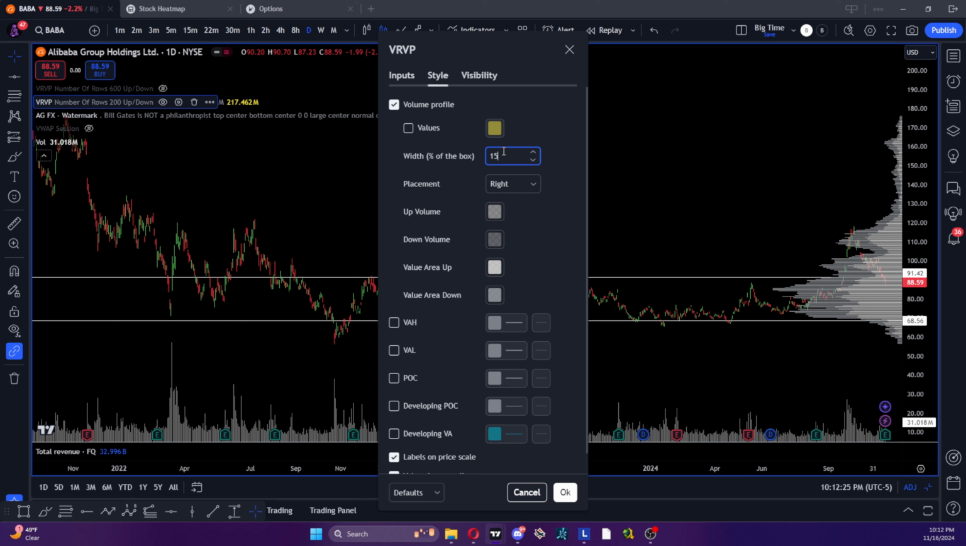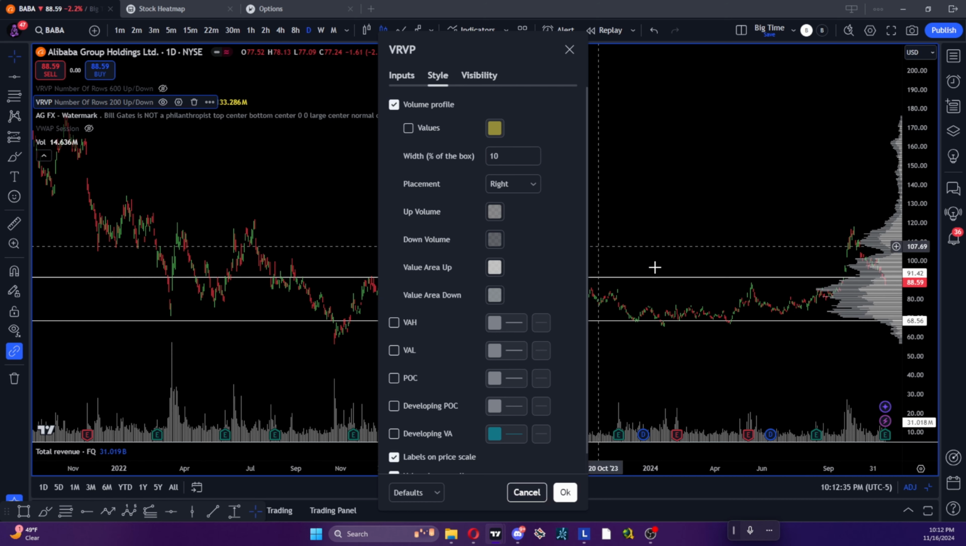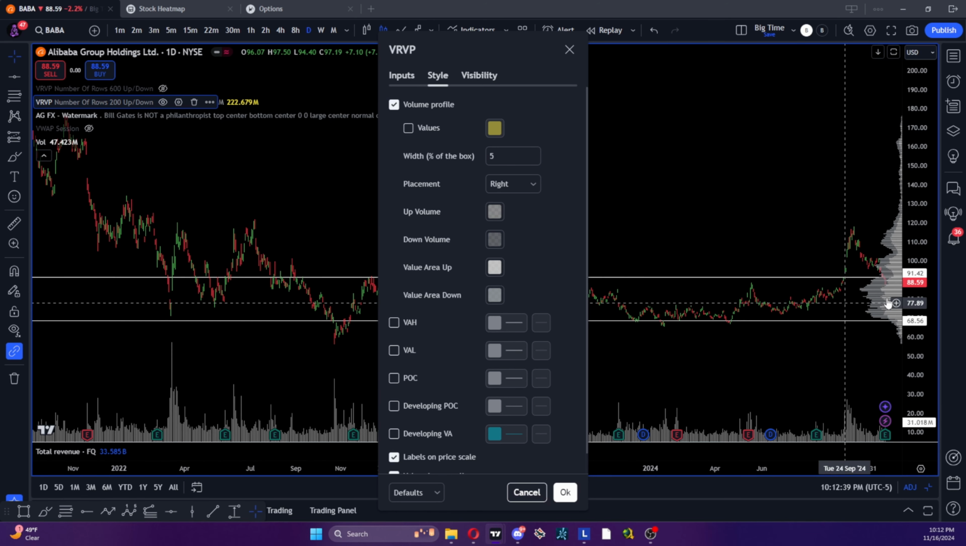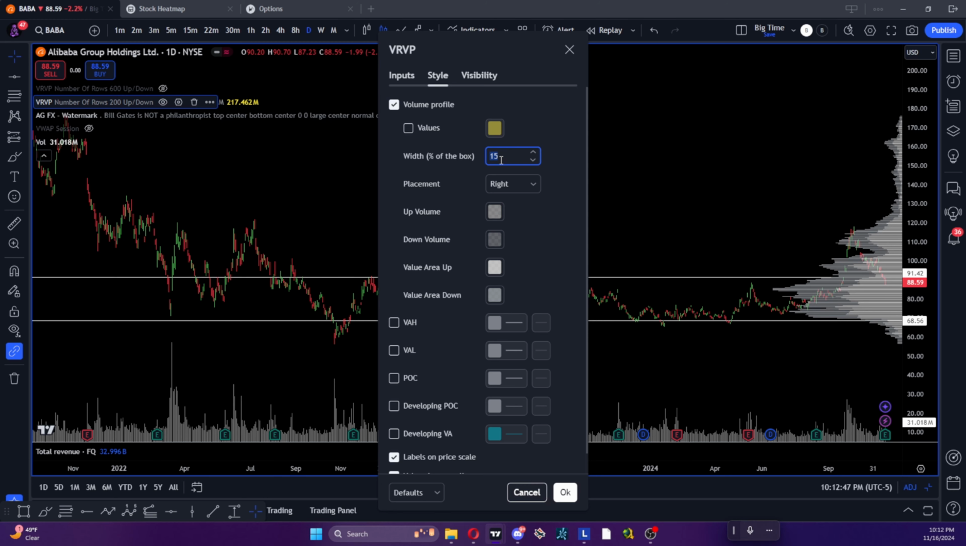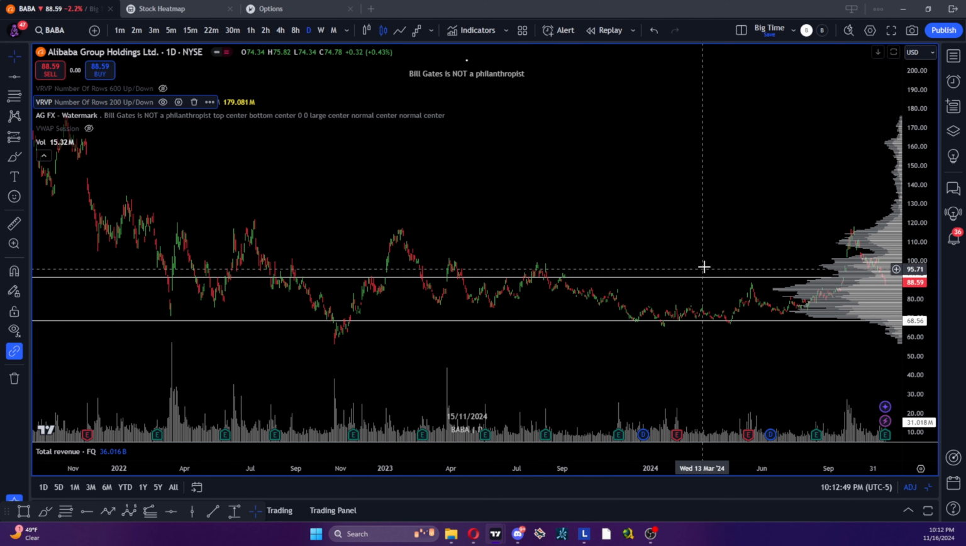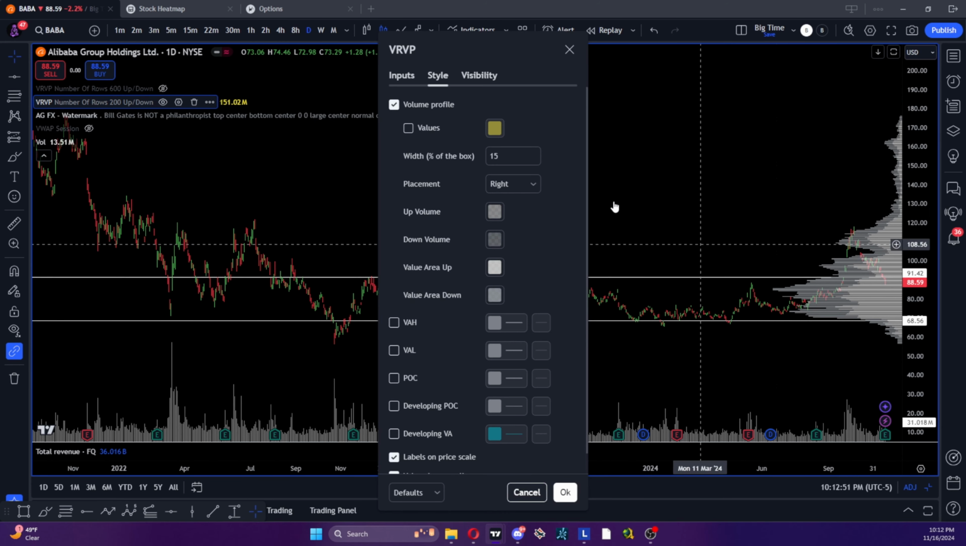I also set the width of the box. I think it was 30 at default. I set it to 15 or 20 or even 10 sometimes, depending on how much I want to see. If I don't want it covering a lot of my screen, I could put it to 10. You can see it becomes smaller. I could even set it to 5. But the problem with that is it becomes a little bit harder to read the significance of the peak. So I think 15 or 20 is a little bit too big, but 15 is like the sweet spot.